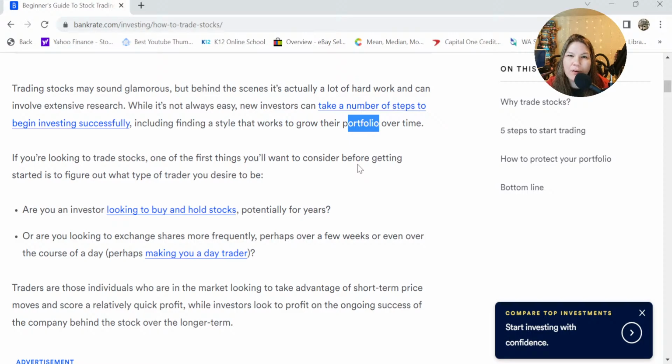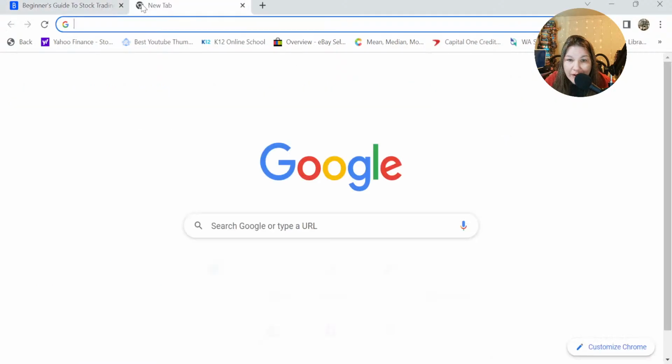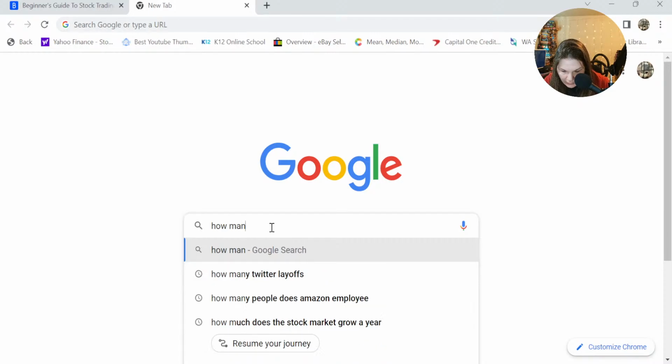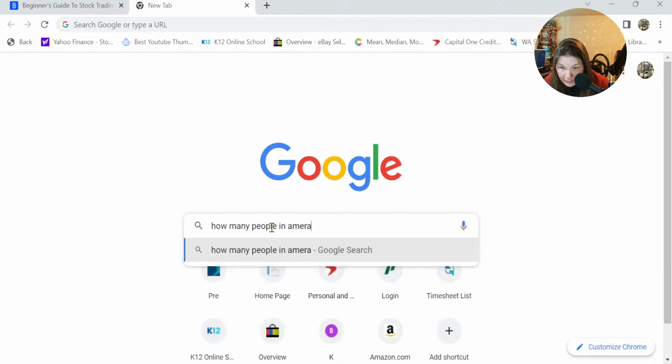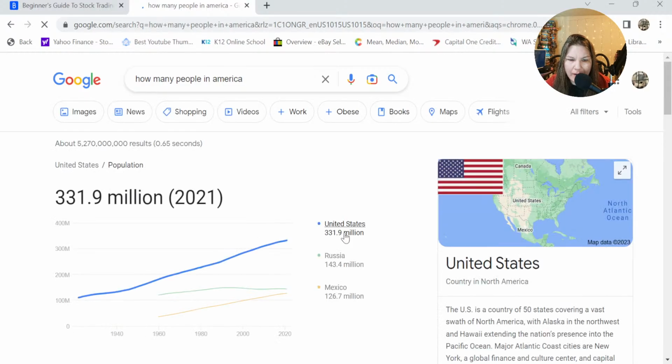You guys, I found out that there are only 22 million Americans that are millionaires. 22 million Americans that are millionaires. Out of how many people do we have in this country, guys? How many people in America? Okay, I was thinking 322. So 331, almost 332 million people. And only 22 million are millionaires.